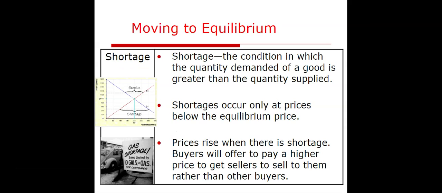A shortage is the condition in which the quantity demanded of a good is greater than the quantity supplied. Shortages occur only at prices below the equilibrium price. So the area between the bottom of where the supply curve and demand curve intersect. Prices rise when there is a shortage. Buyers will offer to pay a higher price to get sellers to sell to them rather than other buyers.